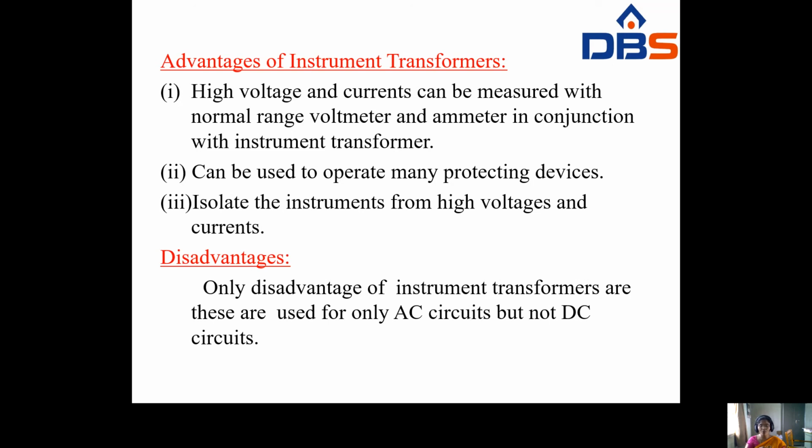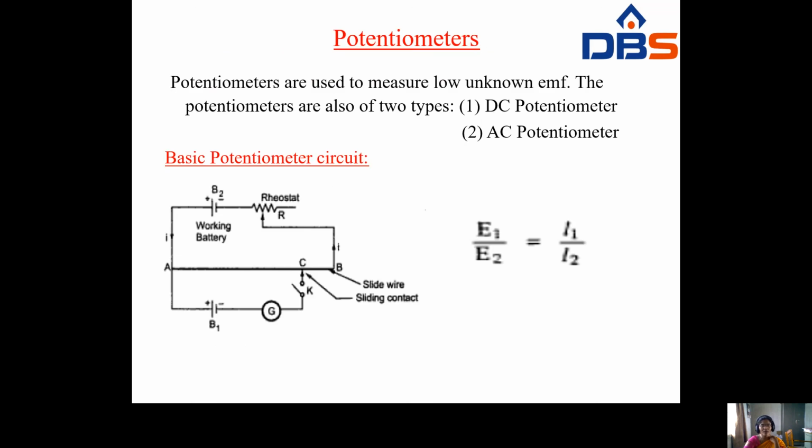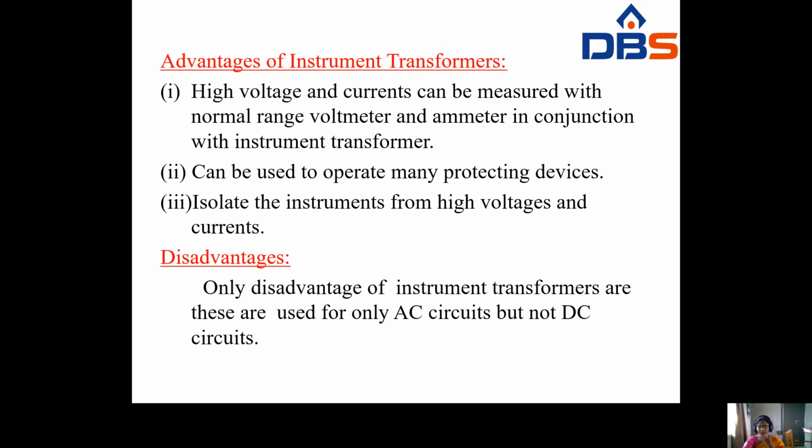Coming to the disadvantage, the only disadvantage of instrument transformers is that they are only suitable for AC circuits. A transformer is only suitable for AC and not suitable for DC. So it is used to find out only AC voltages and AC currents. Up to now in this class we have discussed instrument transformers, potential transformers and current transformers.